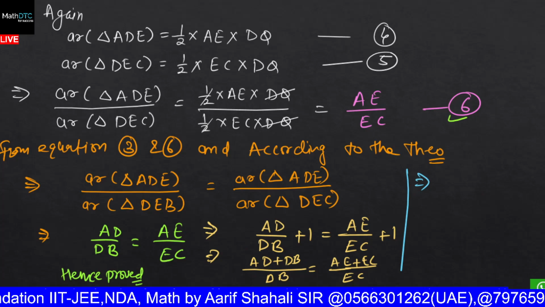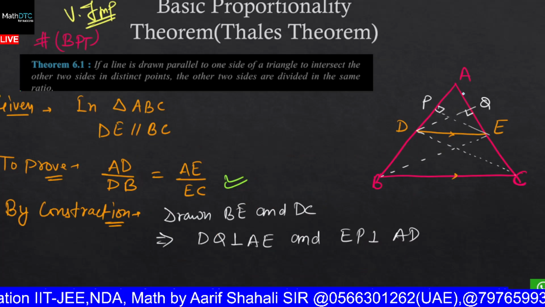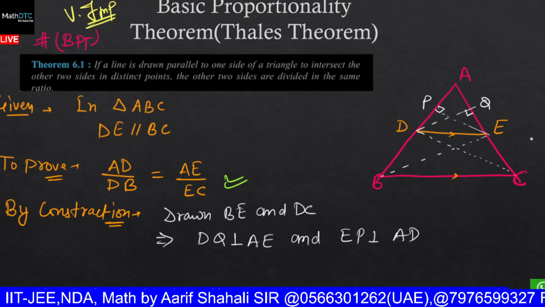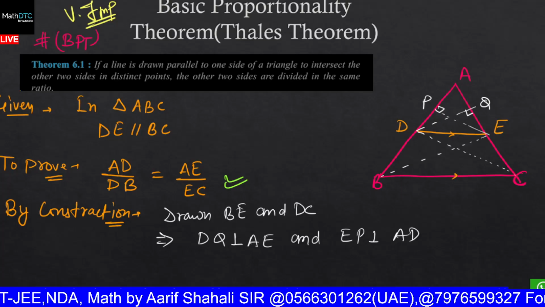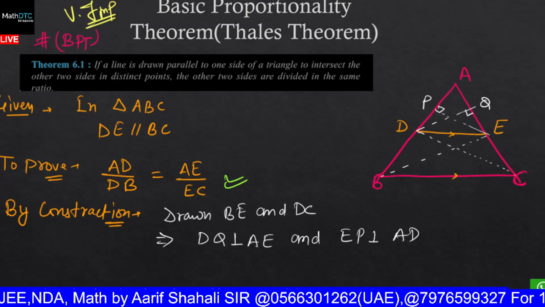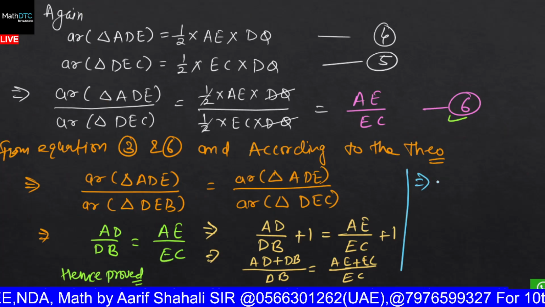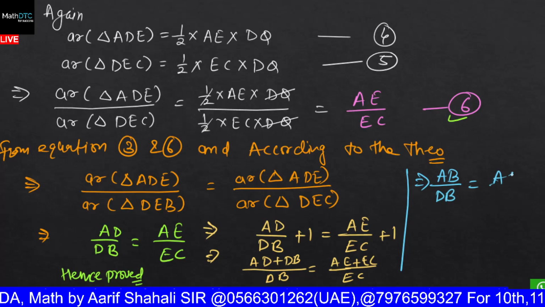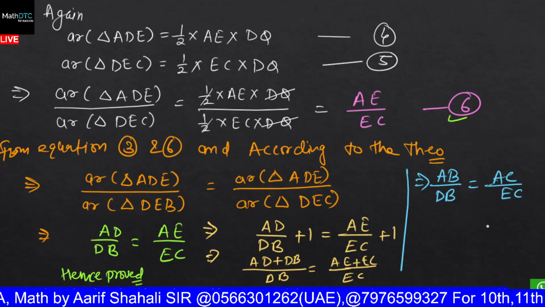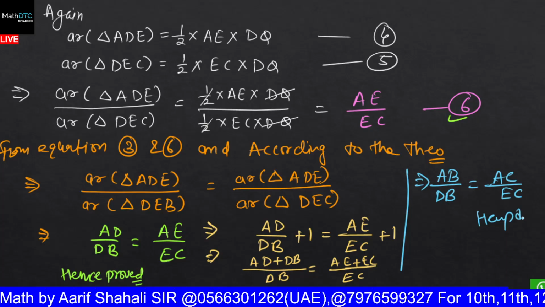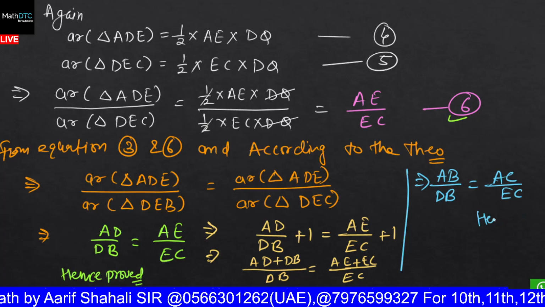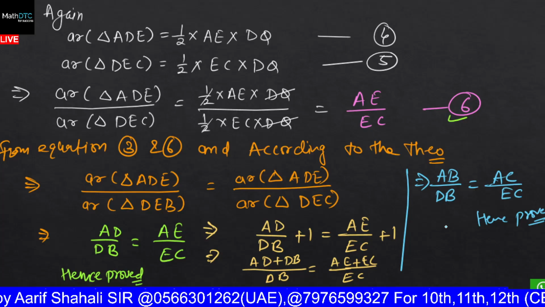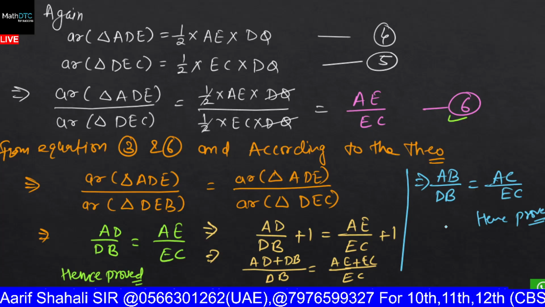AD plus DB from the triangle becomes AB, right? And AE plus EC becomes AC. So from here we can write AB over DB is equal to AC over EC, right? This is a very important thing. This is a special case of BPT, hence proved. Do you understand this one also?